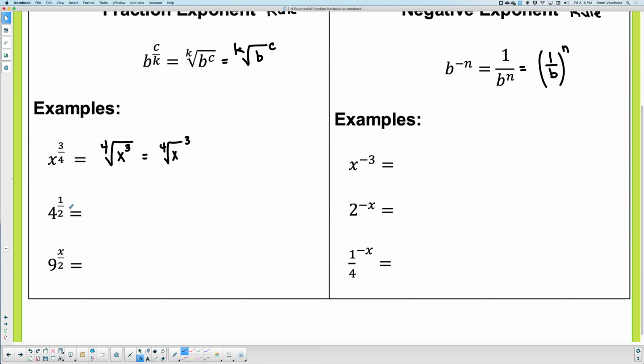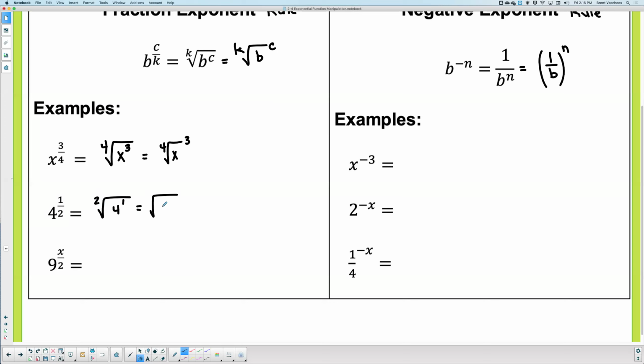4 to the 1/2. Let's see if you have figured out how you can rewrite this. I can rewrite this as a root. It's a second root, which is the same thing as a square root. So I could rewrite this if you desired with the 1 on the inside or the outside. If it's a square root or a second root, you do not have to put the symbol there. A second root is a square root. You don't have to keep the 2 there, nor do you have to keep a 1 there.